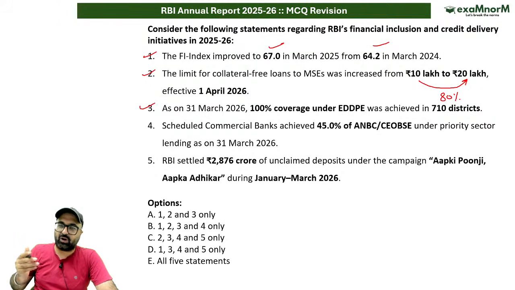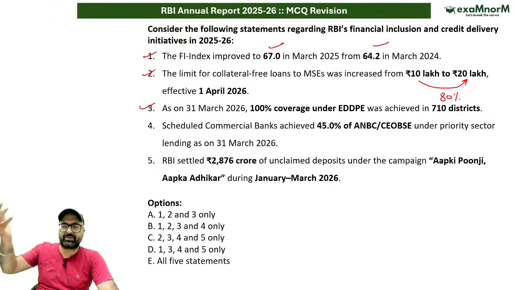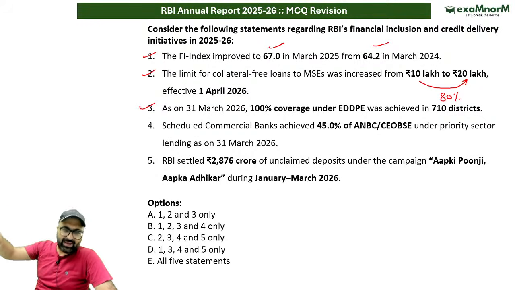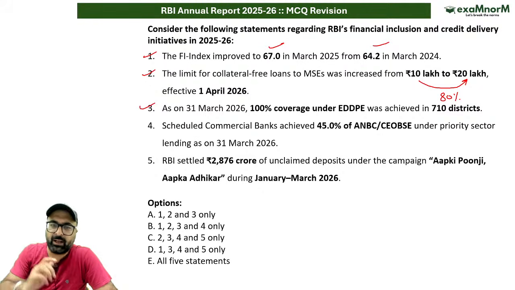EDDPE has already extended to nearly all the districts earlier, and by March 2026, full coverage was achieved in 22 states as well as 8 union territories, and the target is to achieve 100% in 100% districts by March 2027. Scheduled commercial banks, they have achieved 45% of A and BC under priority sector lending. This is correct.